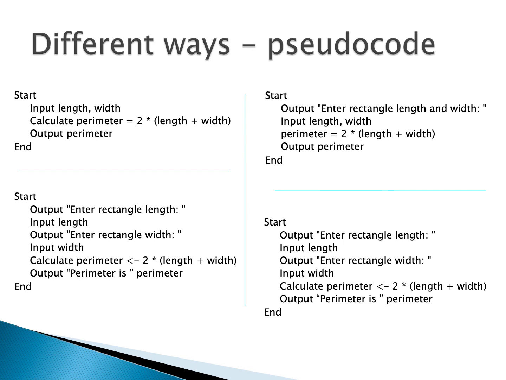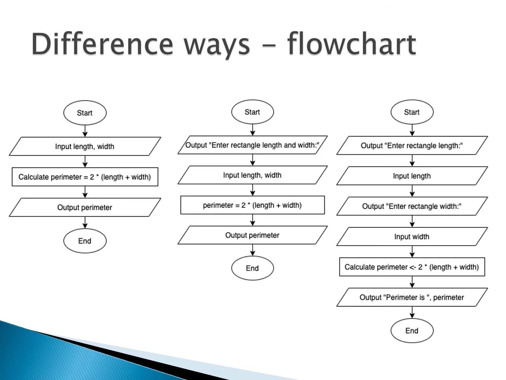In this slide, you can compare the slightly different ways of writing the pseudocode as what we have seen in previous slides to calculate the perimeter of a rectangle. Similarly, you can also compare the flowchart of those.